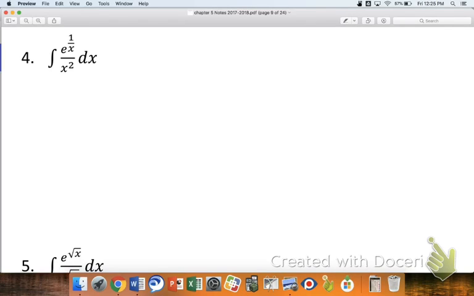Hey guys, let's take a look at this one. At least let's look at how we should set this up. I think that it would be extremely helpful to rewrite this like this. E to the x to the negative 1.